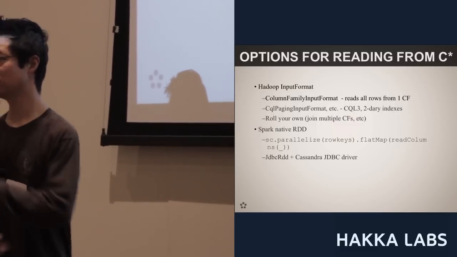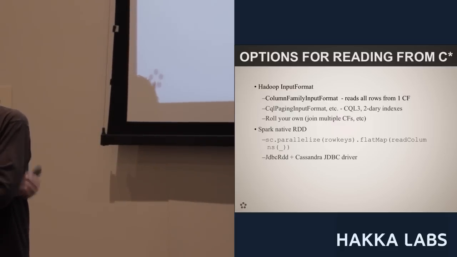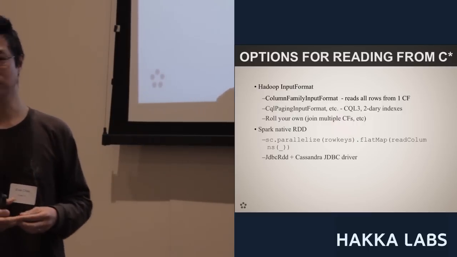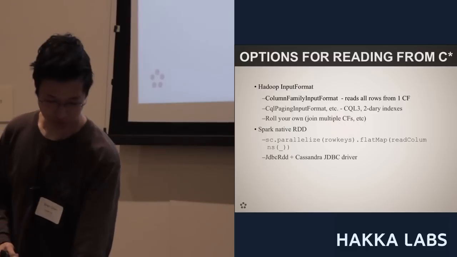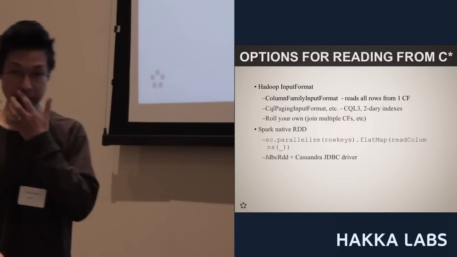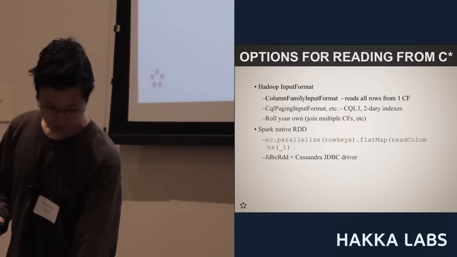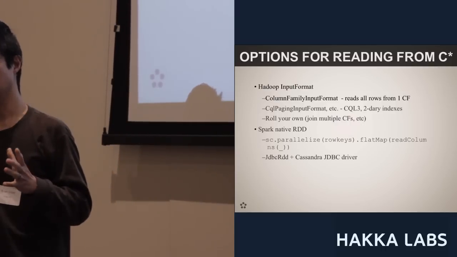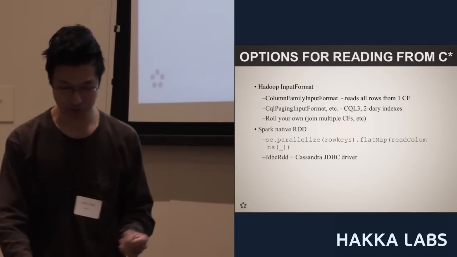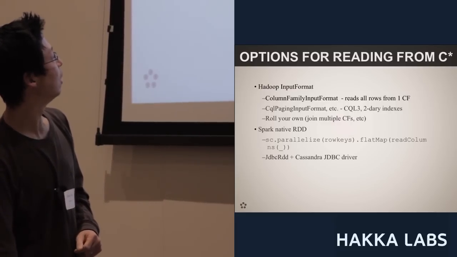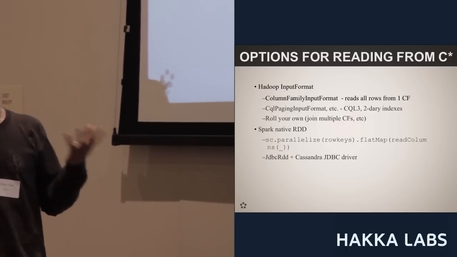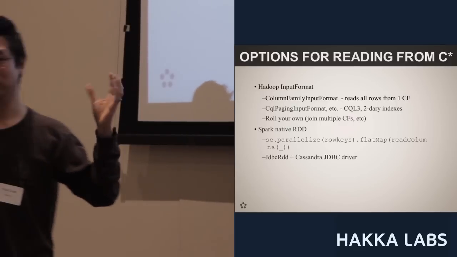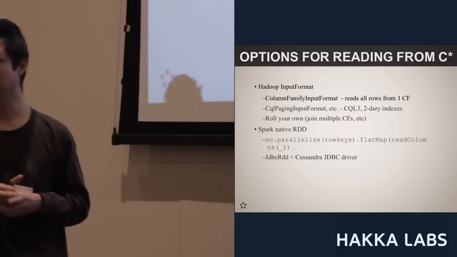You can roll your own. We actually wrote our own input format because we had data that's spread across multiple column families, so we could do joins at read time, and we have our own indexes, so we have support for that. In addition, Spark has a native API. I'll go into what an RDD is in a second, but basically I can bypass the whole input format and read directly from Spark. Finally, as you all know, Cassandra has a native JDBC driver now, and someone did write some integration with JDBC, so you could go through that route as well.